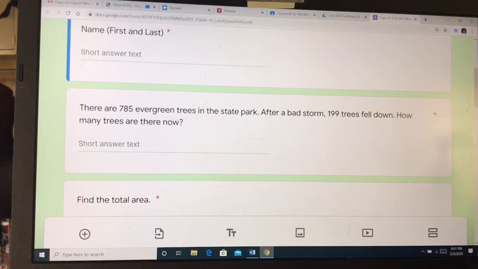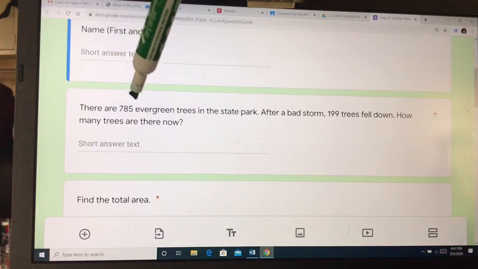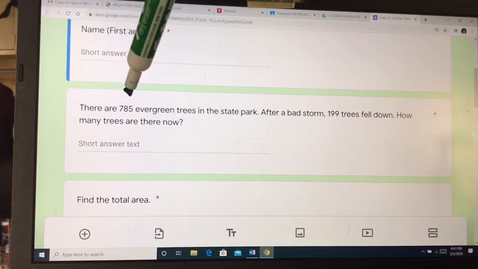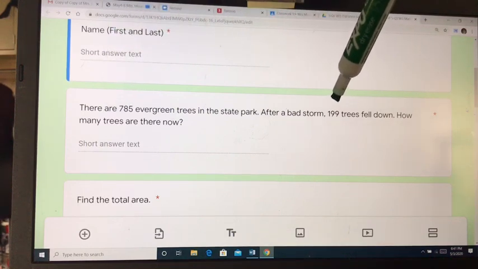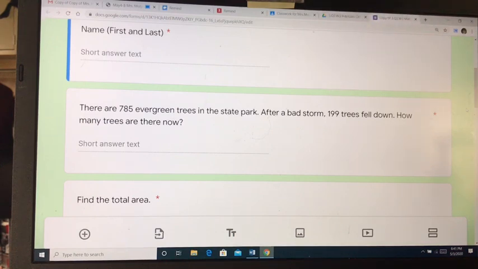It says there are 785 evergreen trees in the state park. After a bad storm, 199 trees fell down. How many trees are there now? Right, so looking at our key numbers, we have 785 in the problem, and we have 199. We have to figure out what to do with them.